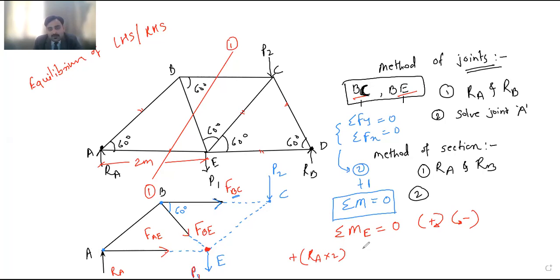Then who is remaining? BC. So I can write FBC into whatever may be this distance. We can calculate this distance. Suppose right now we don't know this distance. Suppose it is Y. So it will be FBC into Y, whatever the distance is there. After calculation, we will get the distance. It is also moving in anti-clockwise direction. So it is plus. And this is equal to 0. If you solve the equation, you will directly get the value of FBC, force in member BC. Okay, so in this way we can solve the numericals. In this way we can directly get the value of the force in member BC.